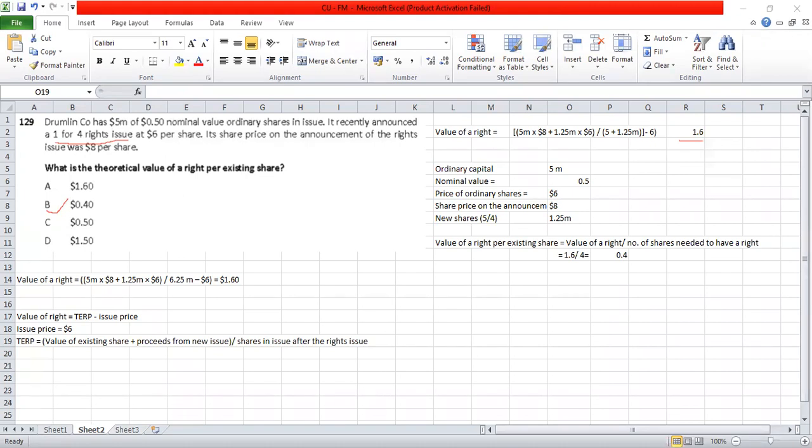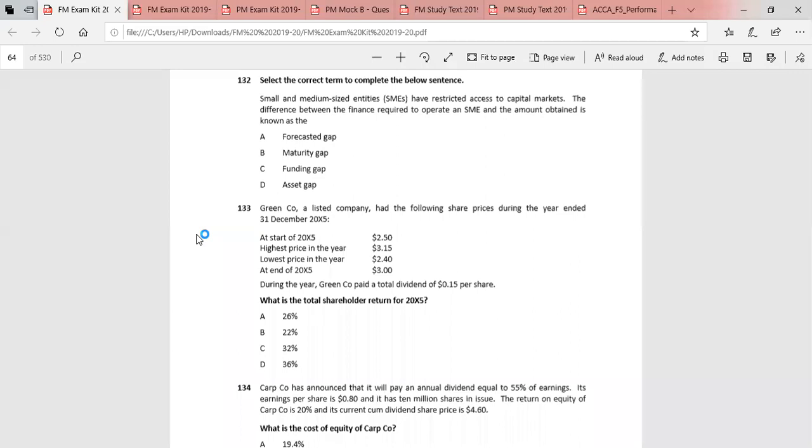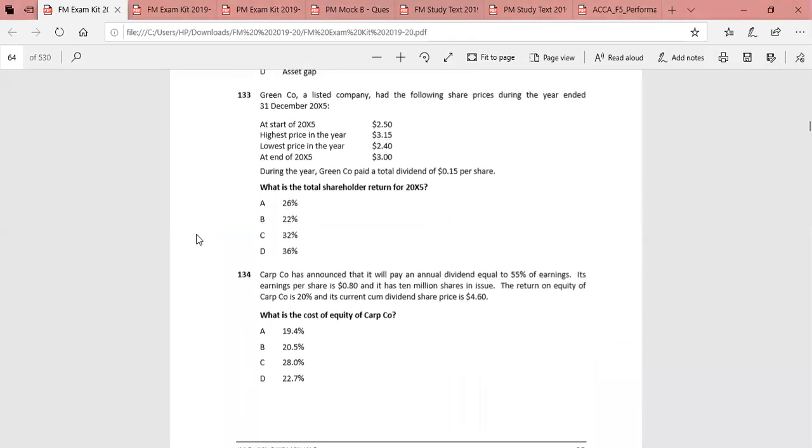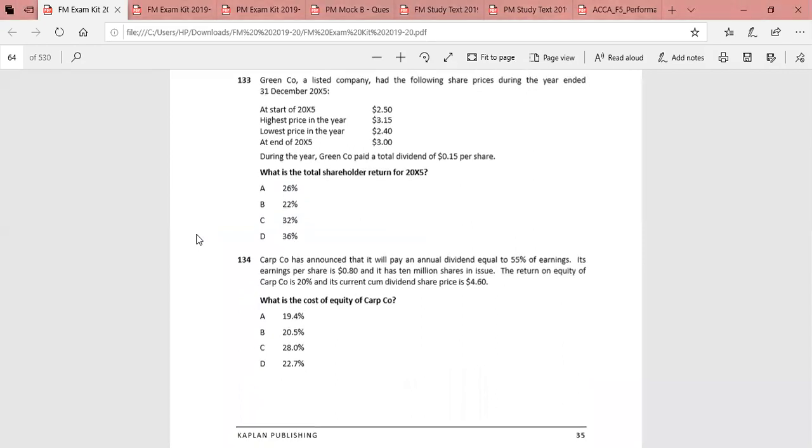Then let's look at the next question. One or two we'll work out, and then we'll go to the next topic, CAPM. So from the list, we see question number 133 is how to calculate the total shareholder return, and 134 is the cost of equity of a car company. So let's take up these two questions, work them out, and then I'll start with the next topic.